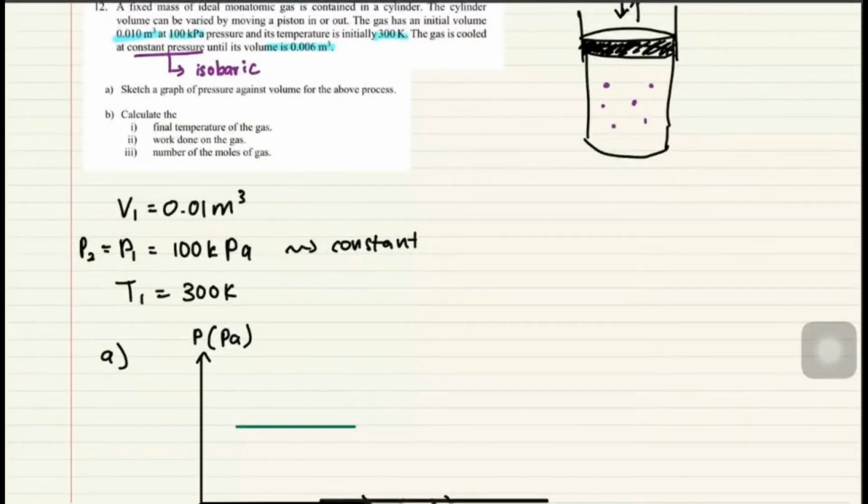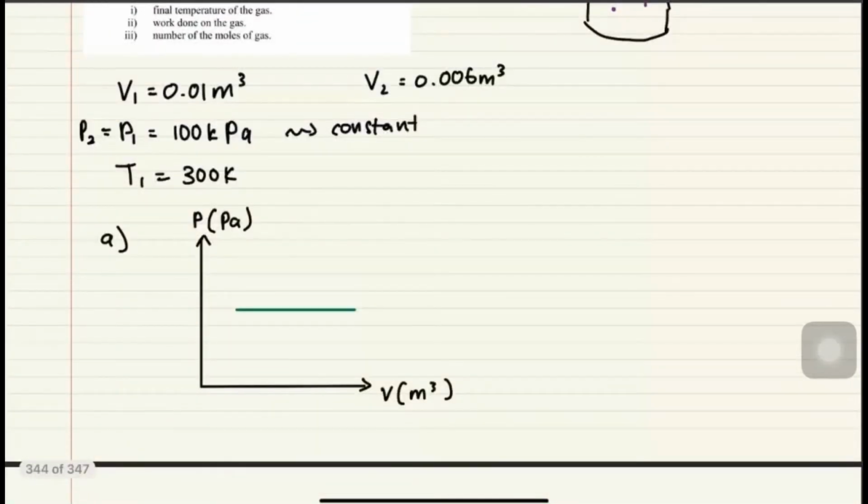They say the gas is cooled at a constant pressure until its volume is V equals, this one is V2, 0.006. So is it expanding or compressing? It's compressing. Good. So this is your V1, this is your V2. It goes from 0.01 shrinking to 0.006. Direction would be to the left.